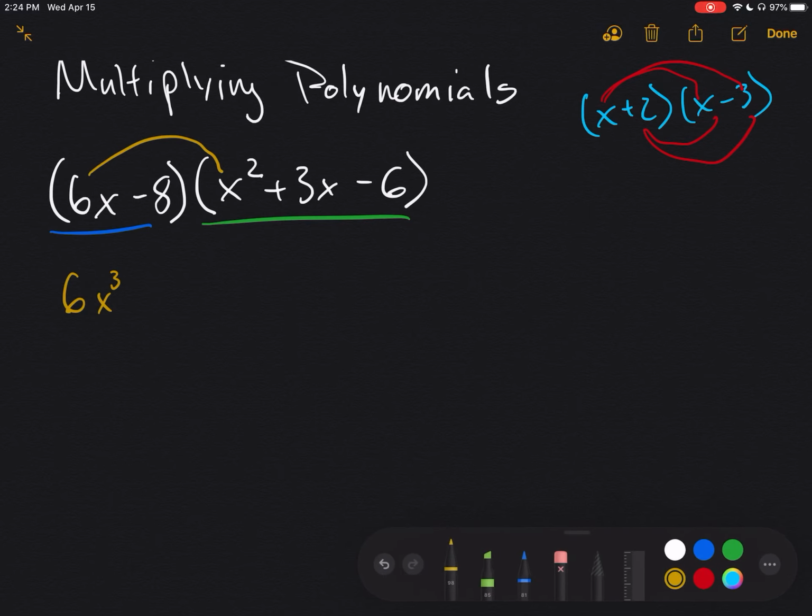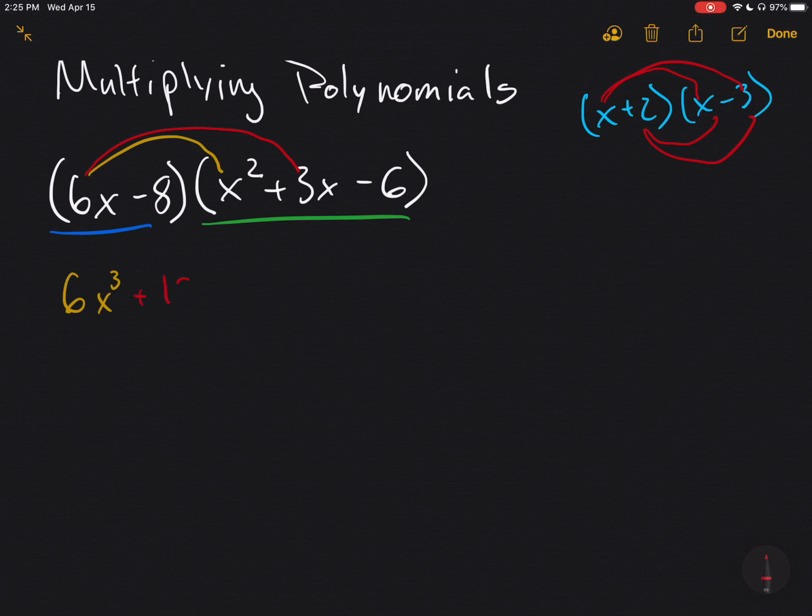Okay, now I'm going to move on to 6x times 3x. So remember, the coefficients multiply. 6 times 3 is 18. They're both positive, so it would be positive 18, and then x times x, that's x to the first times x to the first, and those powers add, which will give us x squared.